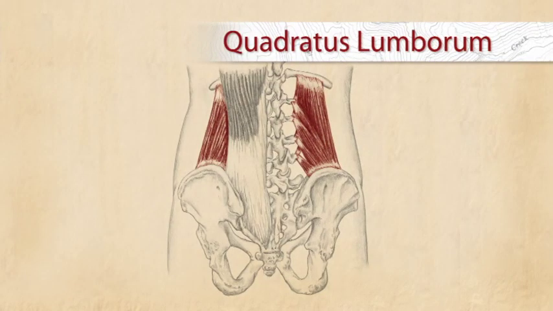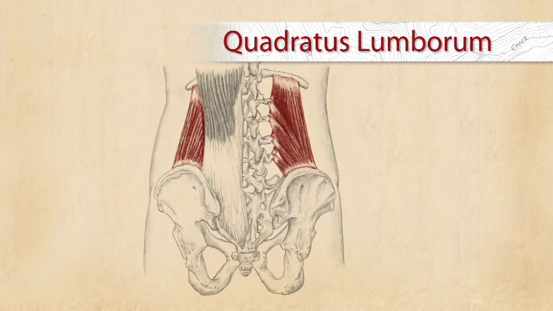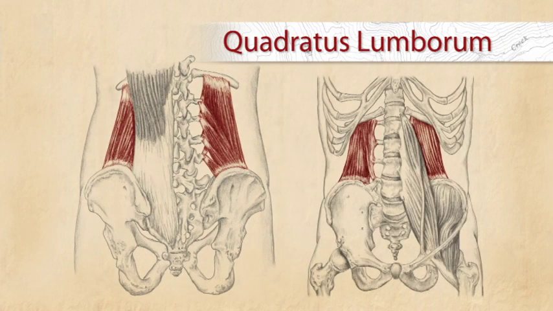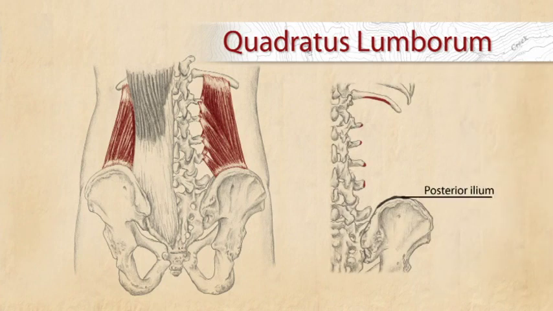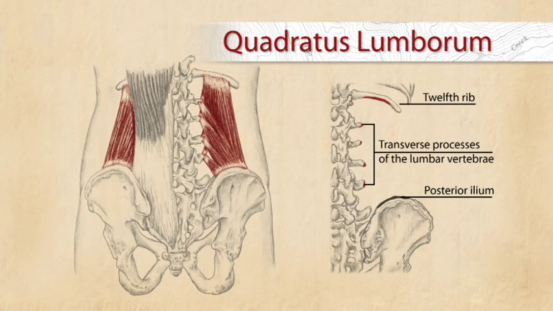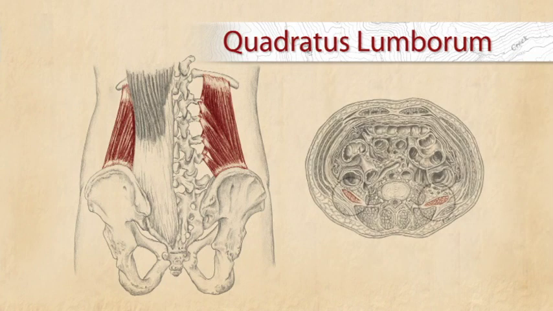Although it would seem to be the deepest muscle of the low back, the Quadratus lumborum is, strangely enough, the deepest muscle of the abdomen. Stretching from the posterior ilium to the transverse processes of the lumbar vertebrae and 12th rib, this squat muscle is simply an abdominal muscle located on the posterior surface of the thorax.